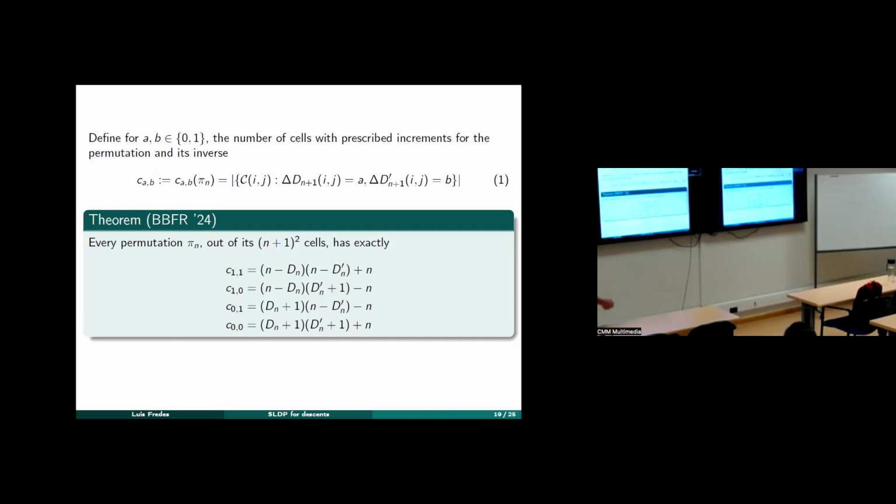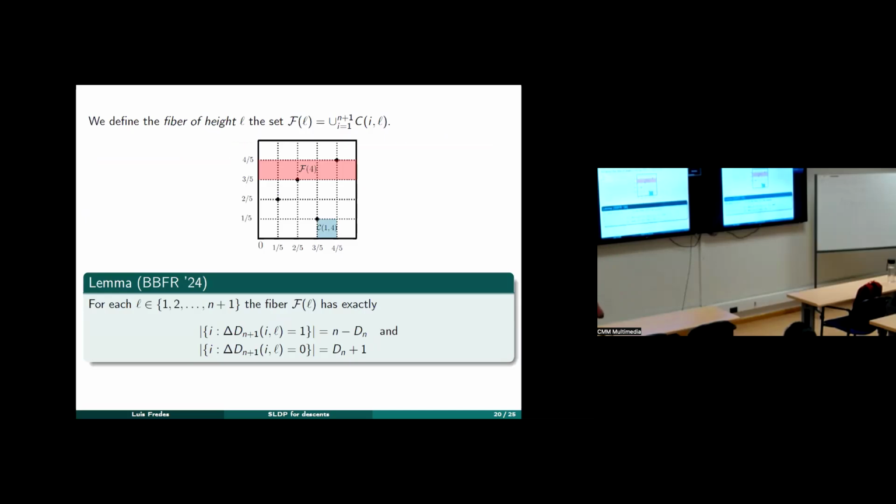So we will go step by step, because to start, I define for a given permutation a fiber, which will be the horizontal strip, and I will count how many of those cells in that strip give for the direct permutation increment 1 and increment 0. And this is our first lemma, and it says that there are exactly those numbers for each fiber. Okay, so how do we prove that?